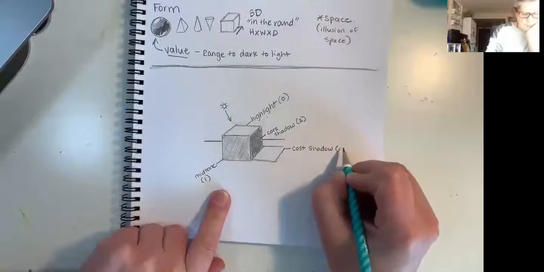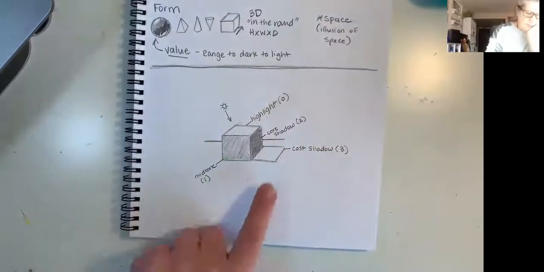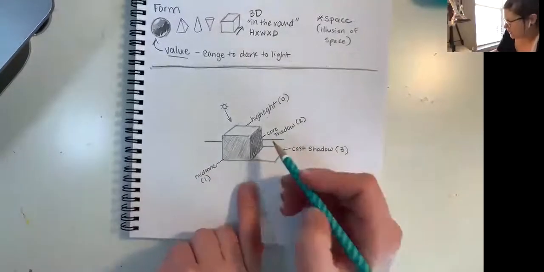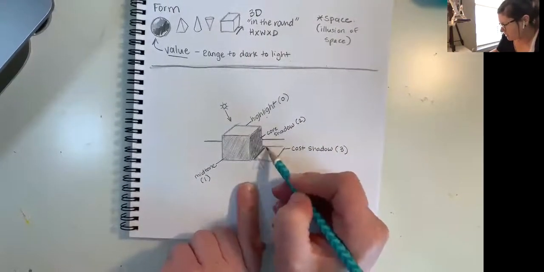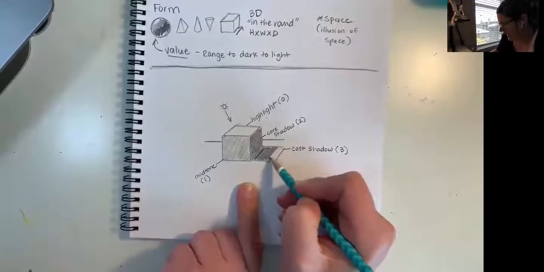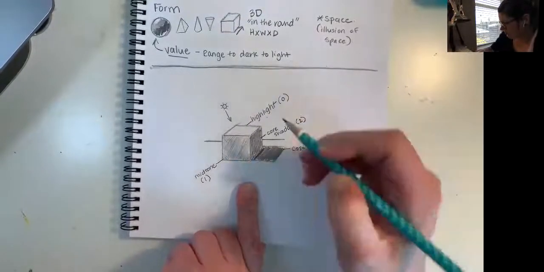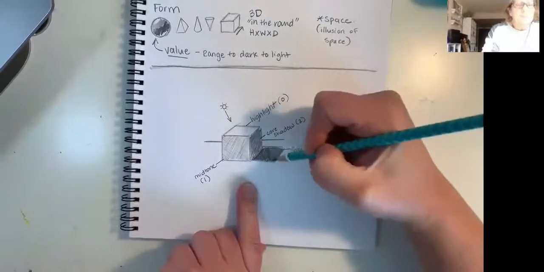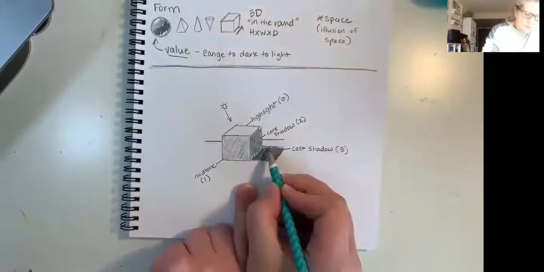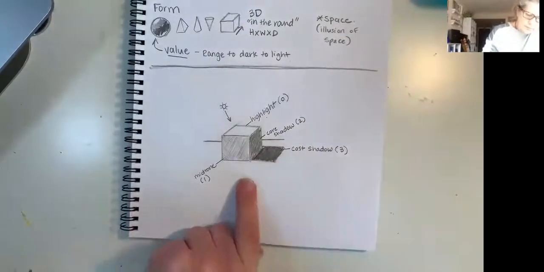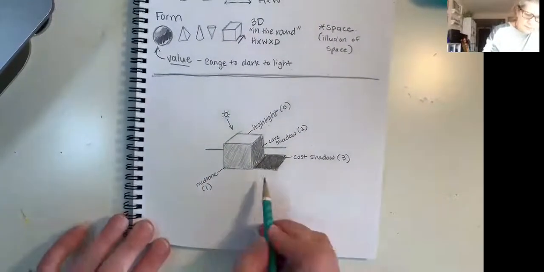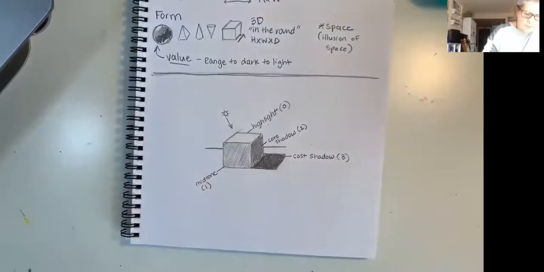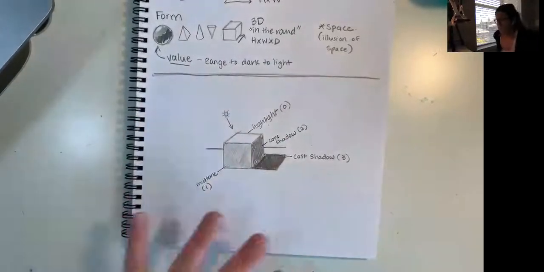And this would be 3. So my cast shadow is actually even darker than my core shadow. So with even more pressure, I go ahead and fill that in. There we go. So those are the basic components.